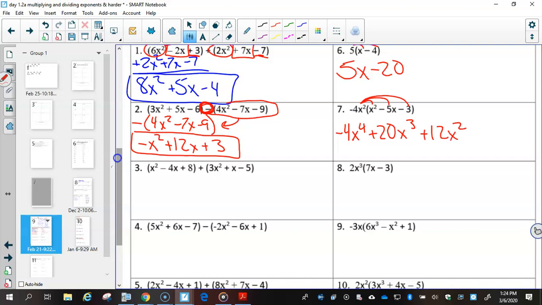Can we combine any of those? Do they have the same exponent? No. So you cannot. That's your answer. If they don't have the same exponent, we cannot combine them. Negative 4 times negative 5. And then x squared times x.